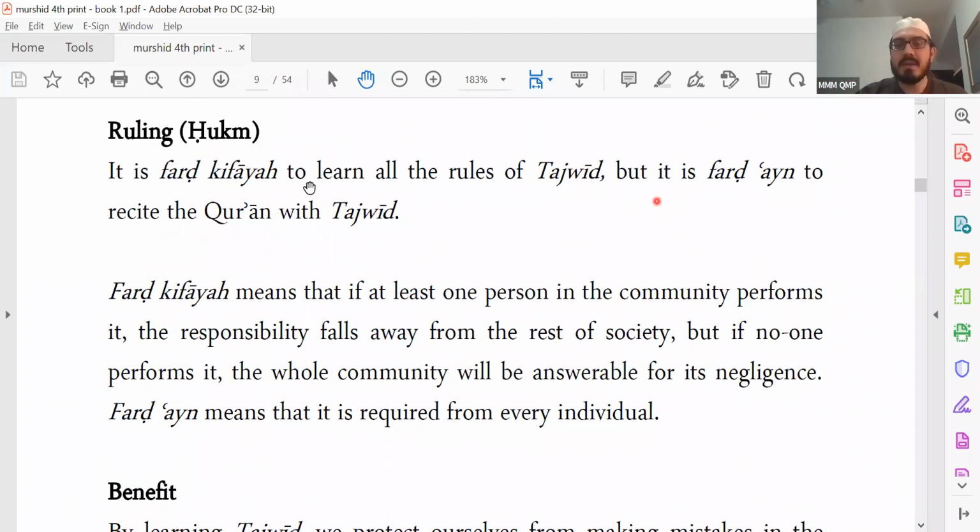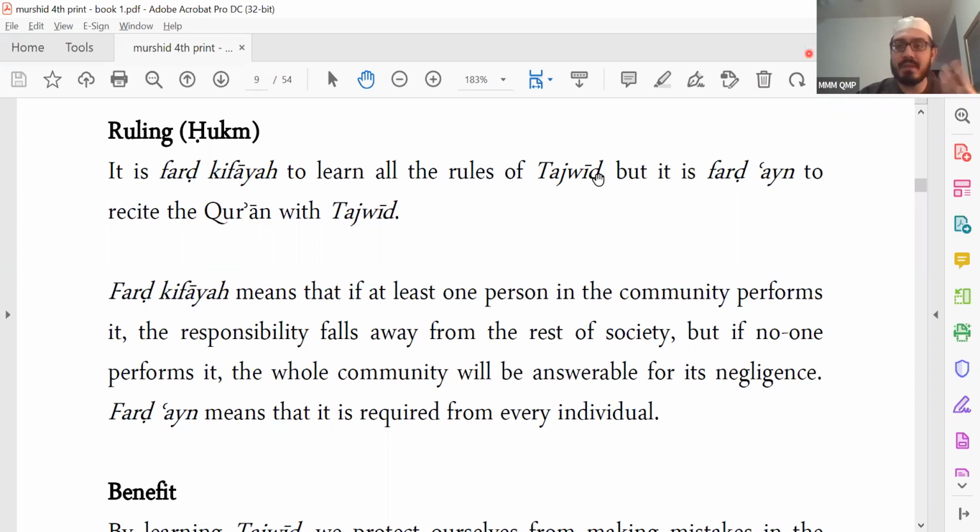So what does it say here? That it's fard kifaya to learn all the rules of Tajweed, but it's fard ayn to recite the Quran with Tajweed. So that means that everyone must recite with Tajweed. Okay, but it's only fard kifaya, right? We must have at least a few individuals to teach it. Okay.